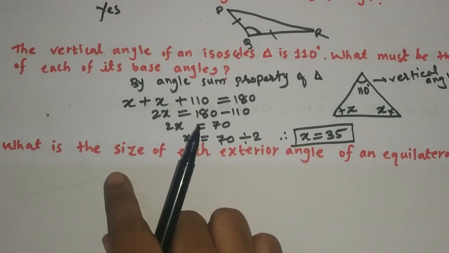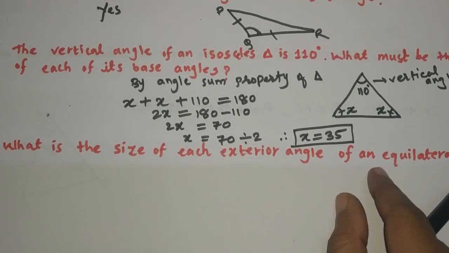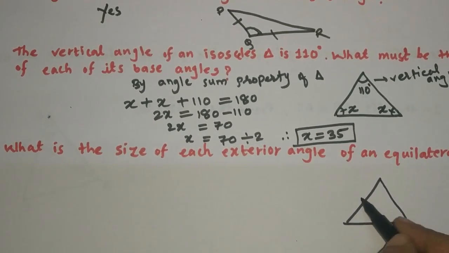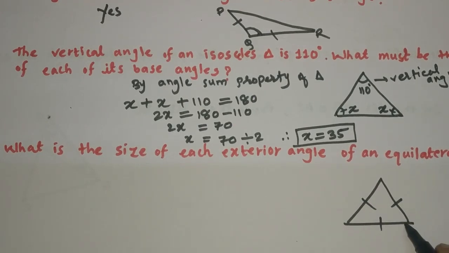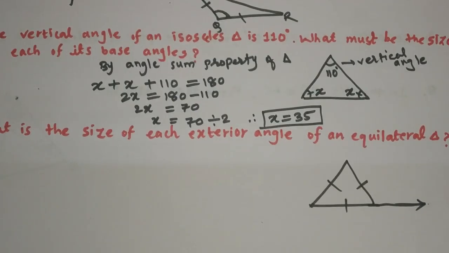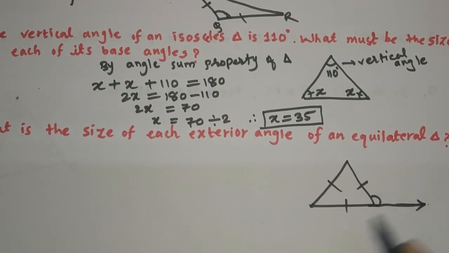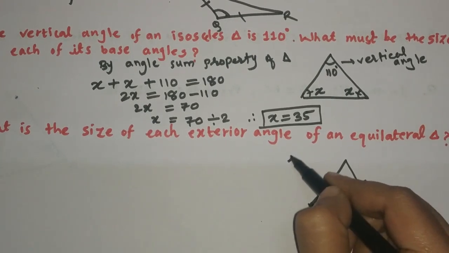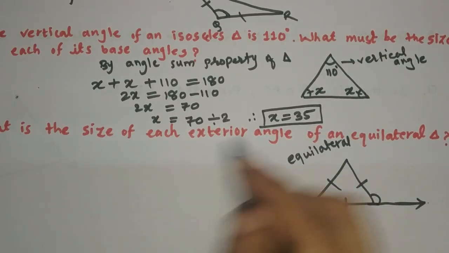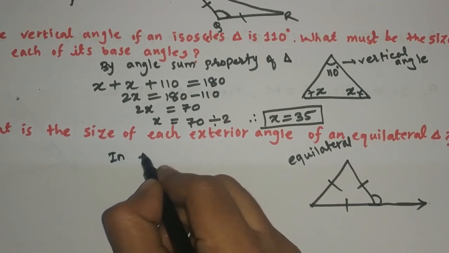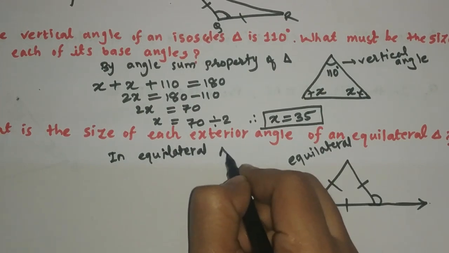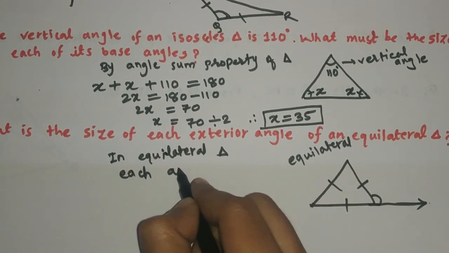The next question is, what is the size of each exterior angle of an equilateral triangle? First of all, we'll draw one equilateral triangle. All the sides are going to be equal. And suppose this side I have extended here. So we want to know about this angle, the exterior angle. And we know that in an equilateral triangle, all the angles are going to be 60 degrees each.